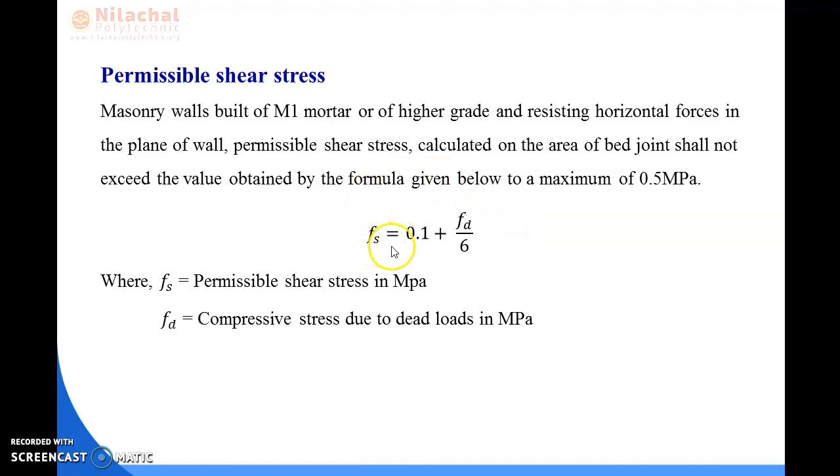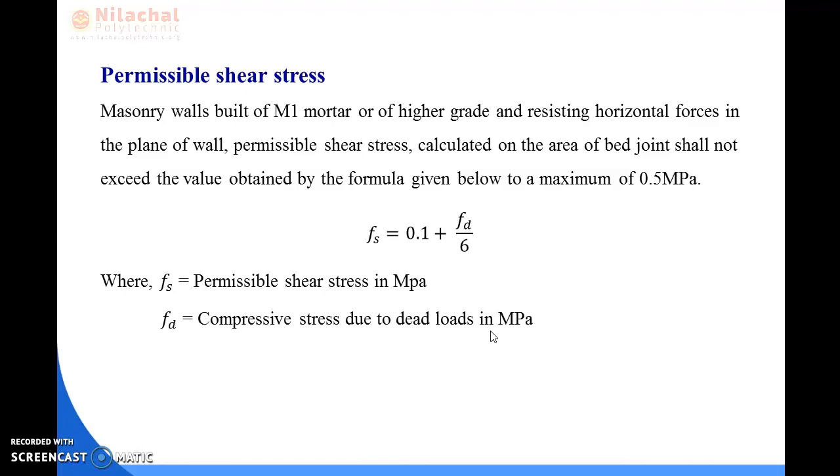represented as Fs = 0.1 + Fd/6, where Fs is the permissible shear stress in megapascal and Fd is the compressive stress due to the dead loads in megapascal.